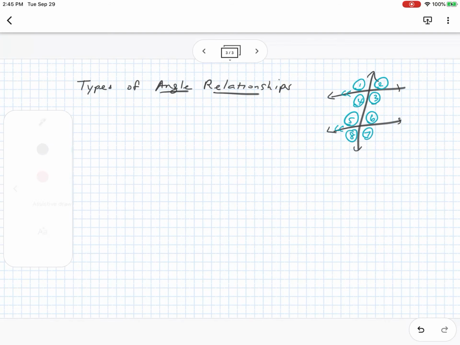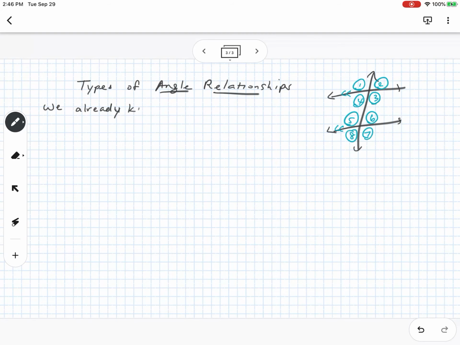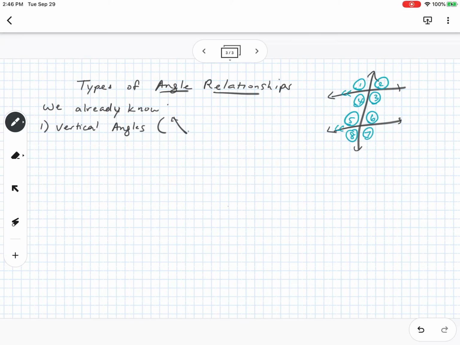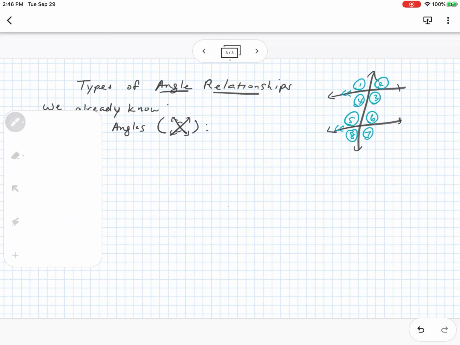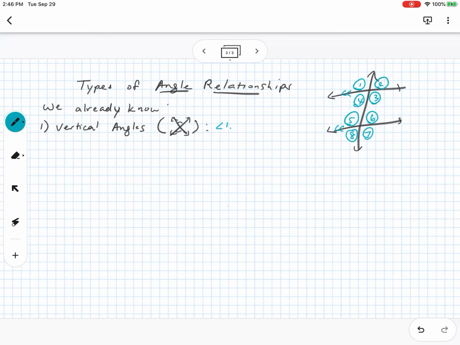So the first couple that I just want to emphasize, we already know these ones, okay? So we already know, and this is from chapter 1, we already know, for example, the vertical angles. In a nutshell, vertical angles are whenever you have two lines that intersect, they're the ones that are right across from each other like that. So just some ones that we would notice, like angle 1 and angle 3, right? And then we could say angle 2 and angle 4. Then we can say angle 5 and angle 7. And then we can say angle 6 and angle 8.